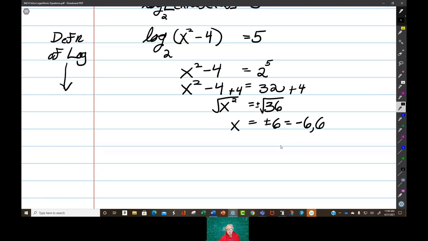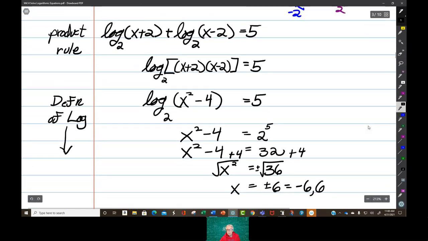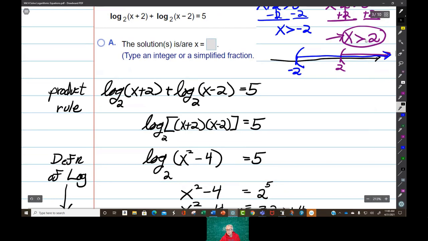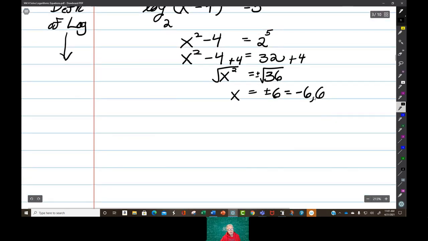But don't put them in the answer box yet because we have to check on this. Remember, our answer has to be greater than positive 2. So that leaves out negative 6. Bye-bye, negative 6.